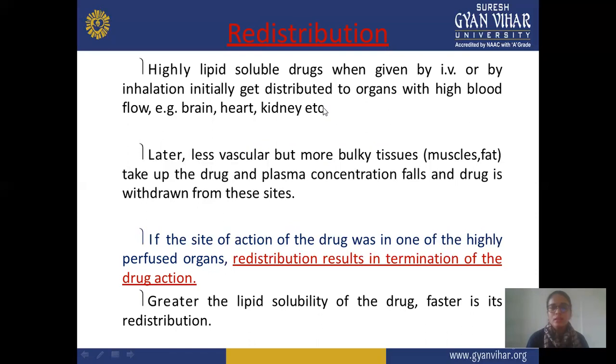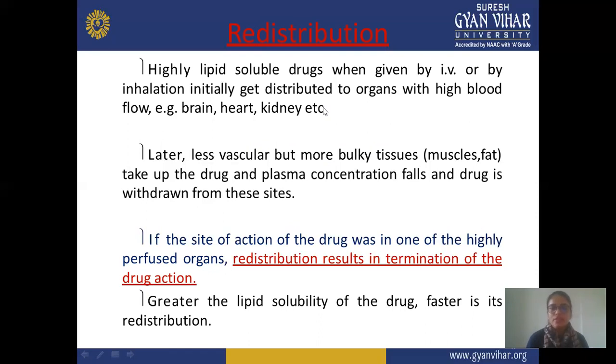Next is less vascular but more bulky tissue like muscle and fat, which take up the drug, so plasma concentration falls and the drug is withdrawn from this side. Some other less vascular tissues, like fatty material or muscles, also have a capacity to take the drug from plasma concentration, or take the drug at a particular site. But this has less affinity compared to higher perfusion rate or high blood flow rate organs.